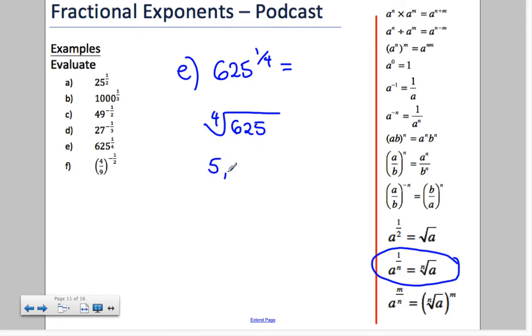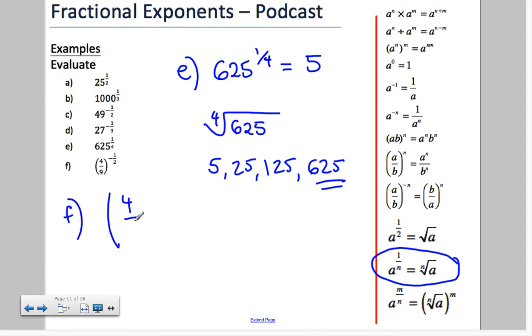Let's try 5. 5 times 5 is 25. Times 5 is 125. And times 5 is 625. So the 4th root of 625 is 5. Okay. And finally F. All right, definitely a lot going on here. Let's deal with one thing at a time.